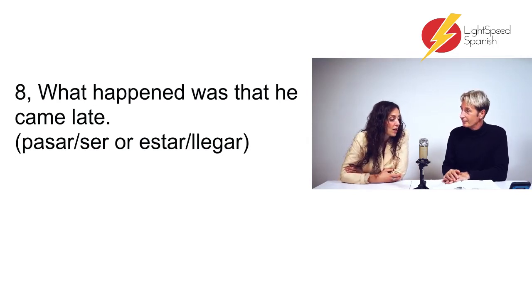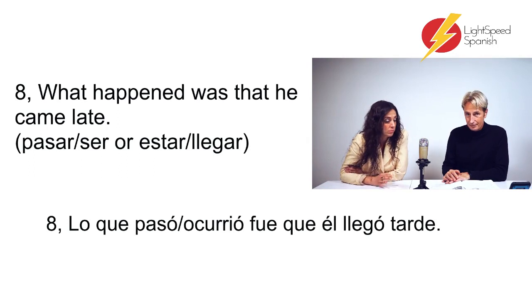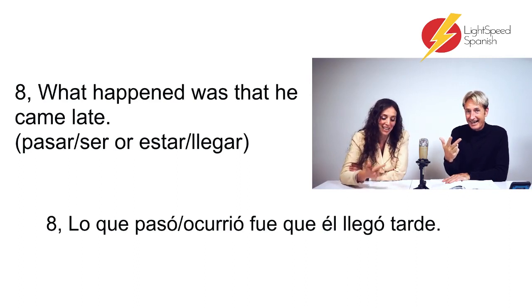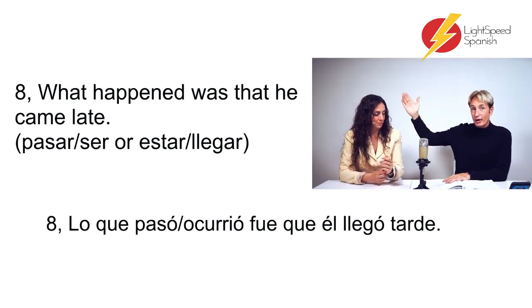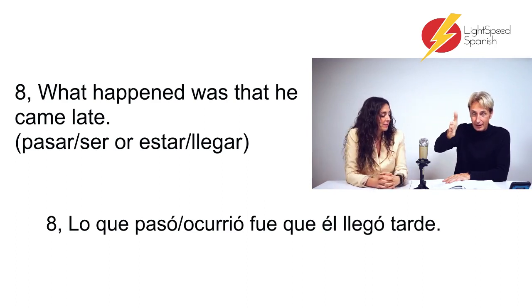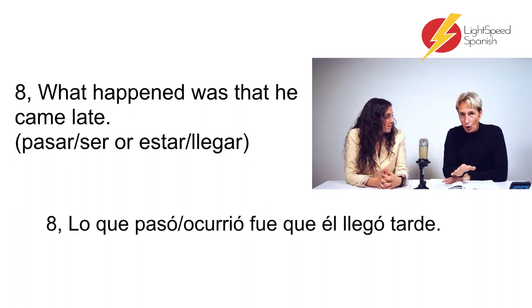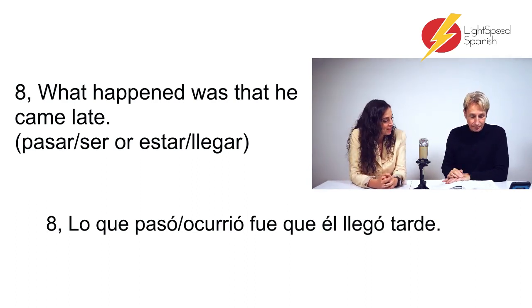Lo que pasó, also lo que ocurrió, if you want to use ocurrir, lo que pasó fue que él llegó tarde. Pasó, fue, llegó. Three preterites in a row. Why? Because we're talking about a list of actions. What happened was that he arrived late. So all preterite. Listing. And fue que was that, not estuvo que. Fue que. Ser. We're describing what happened.